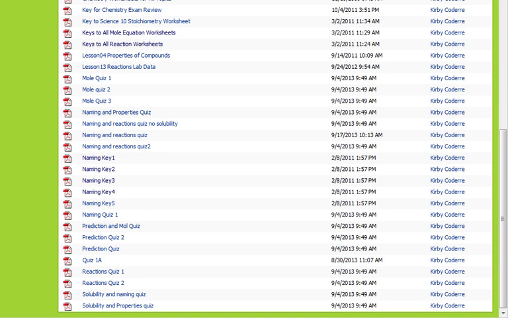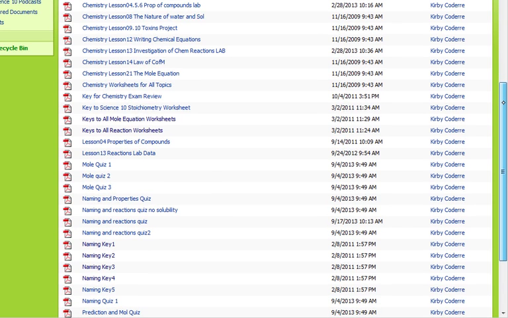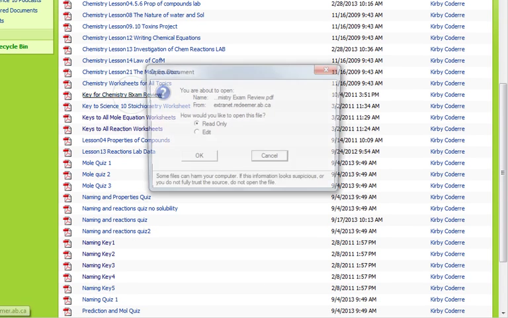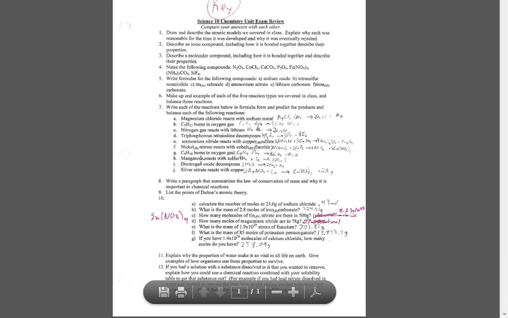Maybe not. Okay. I will. What's that? Key to chemistry exam review. Where'd you see that? Oh, right here. Yep. So it is there. All right, key for chemistry exam review. It's right there.